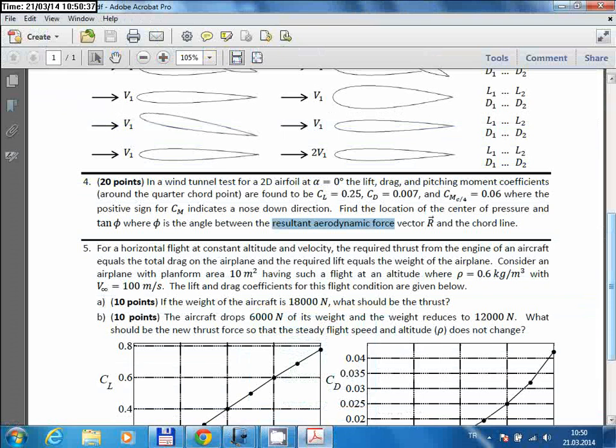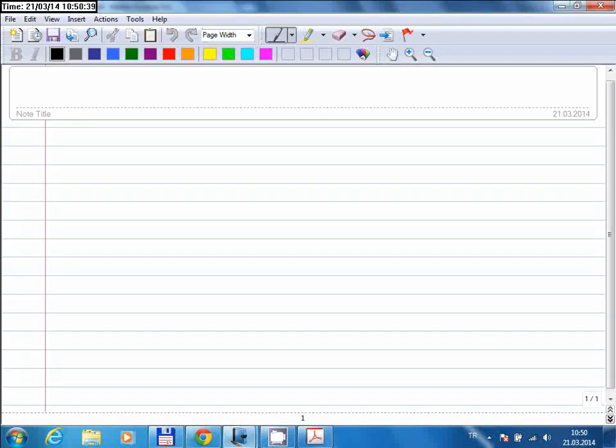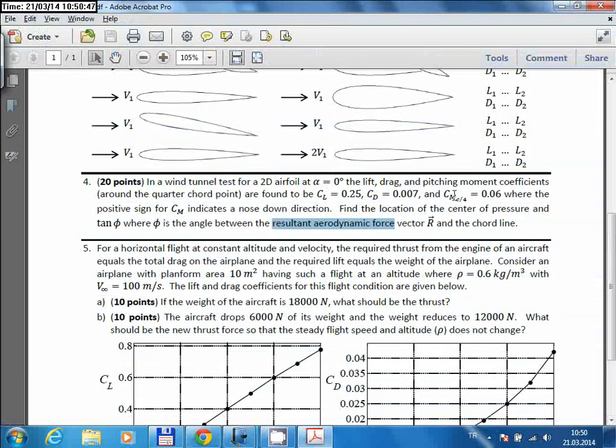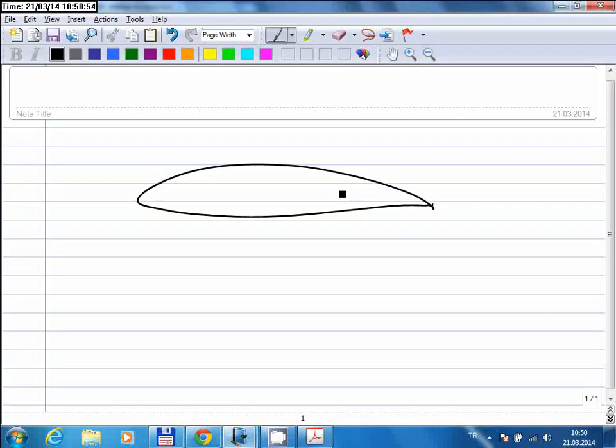Okay, so we have a 2D airfoil test in a wind tunnel. Let me just draw it here. This is our airfoil, let's say. It says that lift, drag, and pitching moment coefficients, these forces and moments, are measured with respect to the quarter chord point. So let this be the quarter-chord point, and we have a sensor here, and at this point we measure the forces and the moment. What we measure is the aerodynamic forces, right? So there should be an aerodynamic force vector, and let this vector be R.